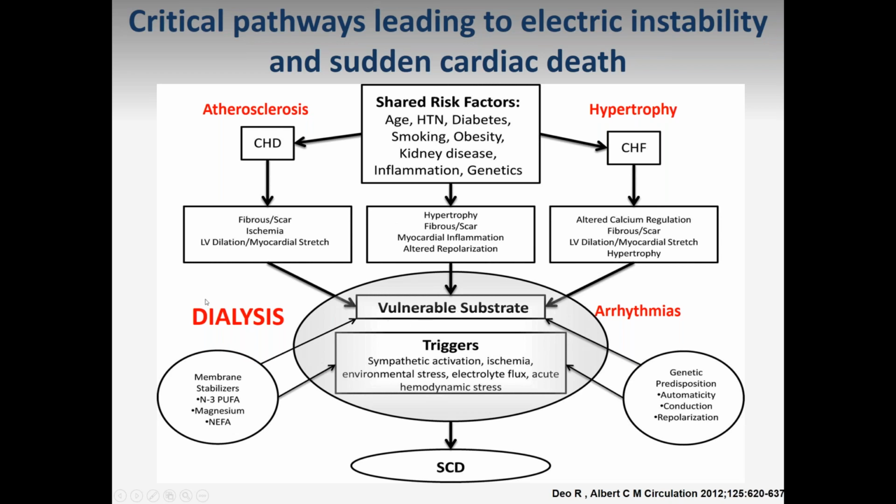What also happens is that you now have dialysis that is likely a significant trigger with sympathetic activation while on dialysis, electrolyte fluxes, and acute hemodynamic stress. And there's also likely a genetic predisposition too. Ultimately, you can then have the sudden cardiac event, and you may survive or not survive, depending on when your resuscitation occurred. So what we were interested in studying was, what are the arrhythmias that occur once you have this vulnerable substrate, and what are the potential triggers that may occur leading to sudden cardiac death?